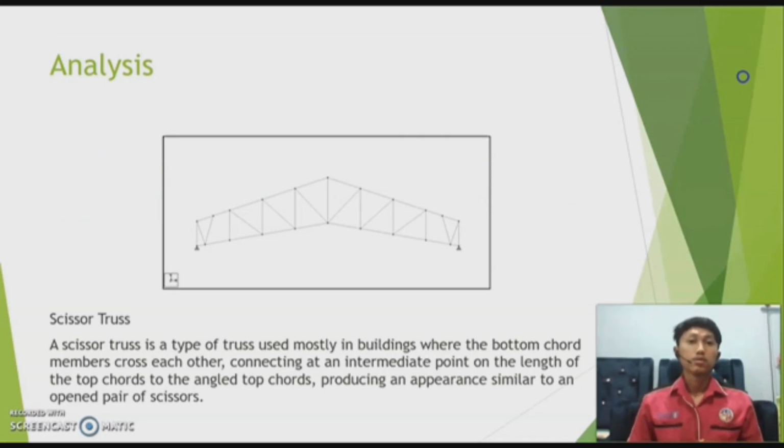For the roof truss, we choose a scissor truss design. A scissor truss is a type of truss used mostly in buildings where the bottom chord members cross each other, connecting at an intermediate point on the length of the top chord to the angled top chord, producing an appearance similar to an open pair of scissors.